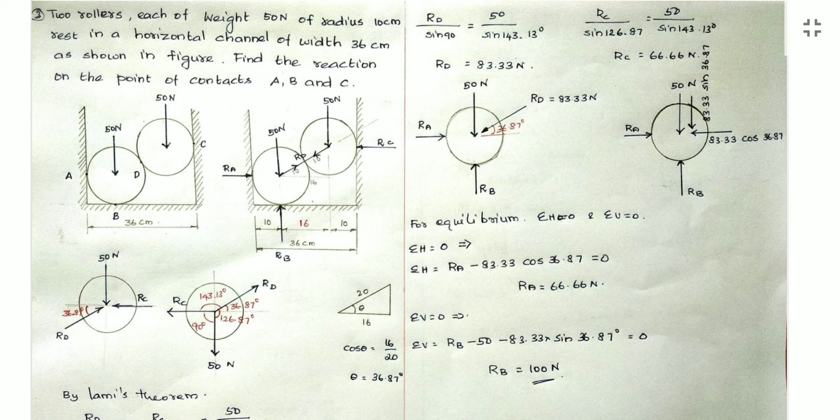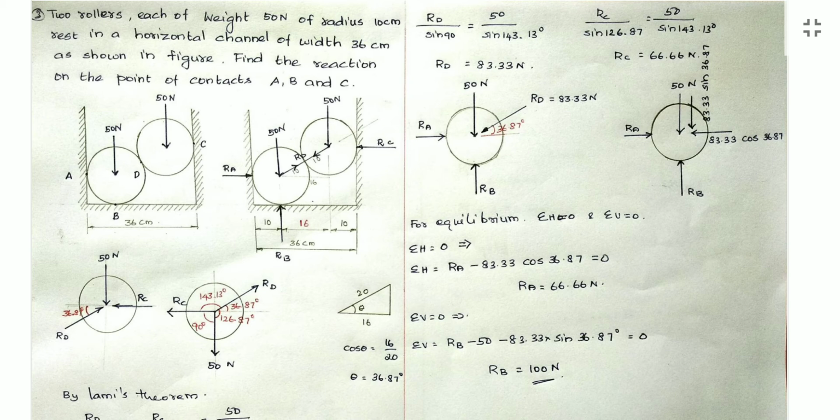C is at the vertical wall, so the reaction RC will be perpendicular to the surface. Then there is contact at the point D, so here also one reaction will be there. From the roller its reaction comes, center to center, RD. The reaction is always acting towards the point, so the weight is acting downwards and RD will be acting along the line of centers.